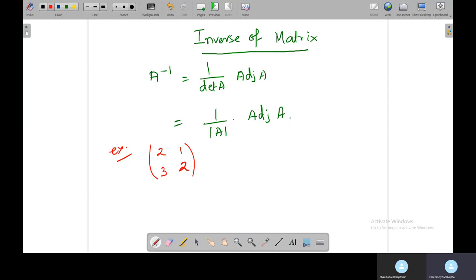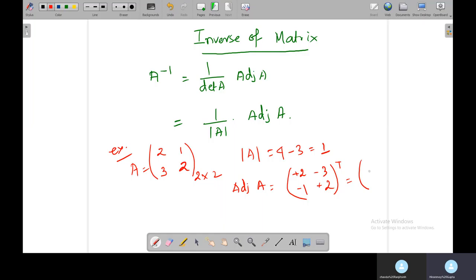So I have taken 2, 1, 3, 2 as a 2 by 2 matrix. If I call this my A matrix, the determinant of A will be 2 times 2 is 4 minus 3, that is 1. Now the adjoint of A will be plus, minus, minus, plus, and their transpose. Now their transpose: 2 we consider, so it will be 2. 1 we consider, it will be 3. 3 we consider means 1. 2 we consider means 2. The transpose will be 2, negative 1, negative 3, 2.